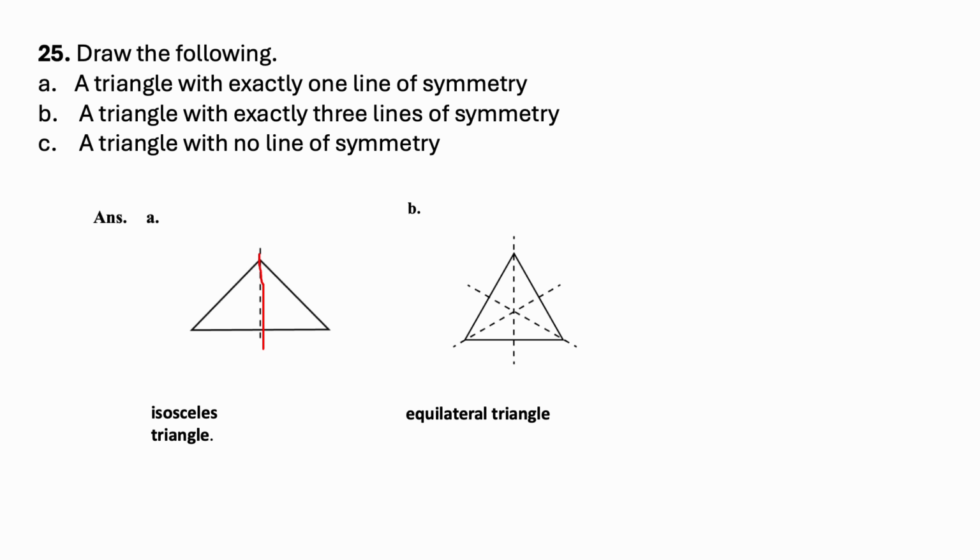The next, a triangle with no line of symmetry. This one. This is a scalene triangle. Here, all sides are unequal. It has no line of symmetry.